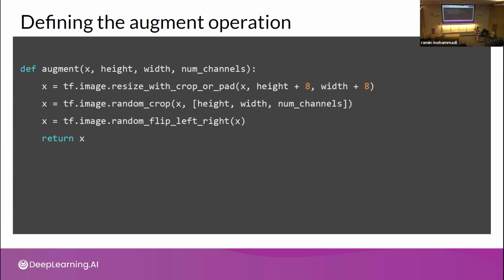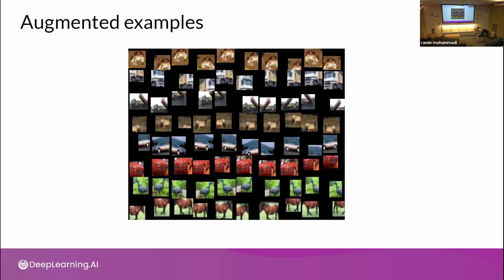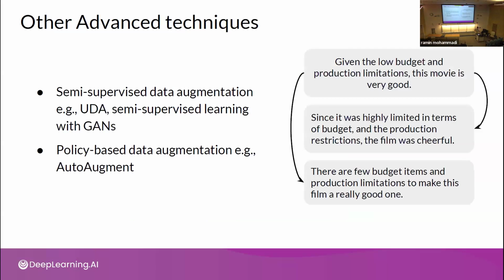Some examples of augmentation. We're not going to go over these, but depending on the image, basically you just rotate, flip, and stuff like that. Add certain types of filtering.